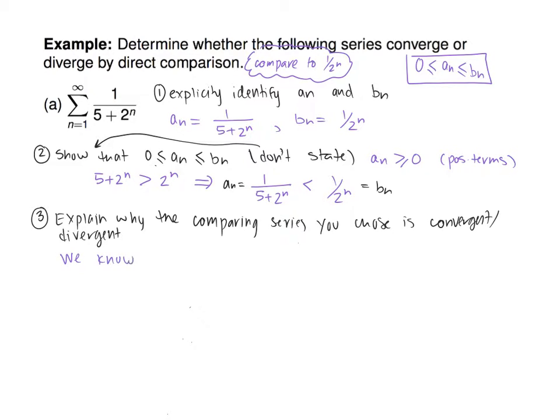So we know the sum from n equals 1 to infinity of 1 over 2 to the n is a convergent what? Convergent what kind of series? Geometric. Does that make sense? Is a convergent geometric series, and then with your r equal to what? It'd be a half. But why?